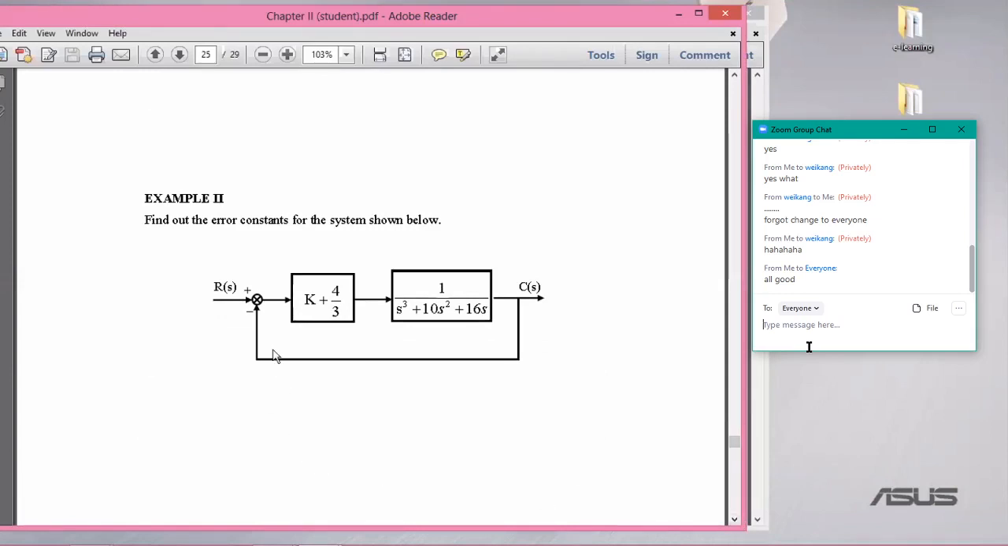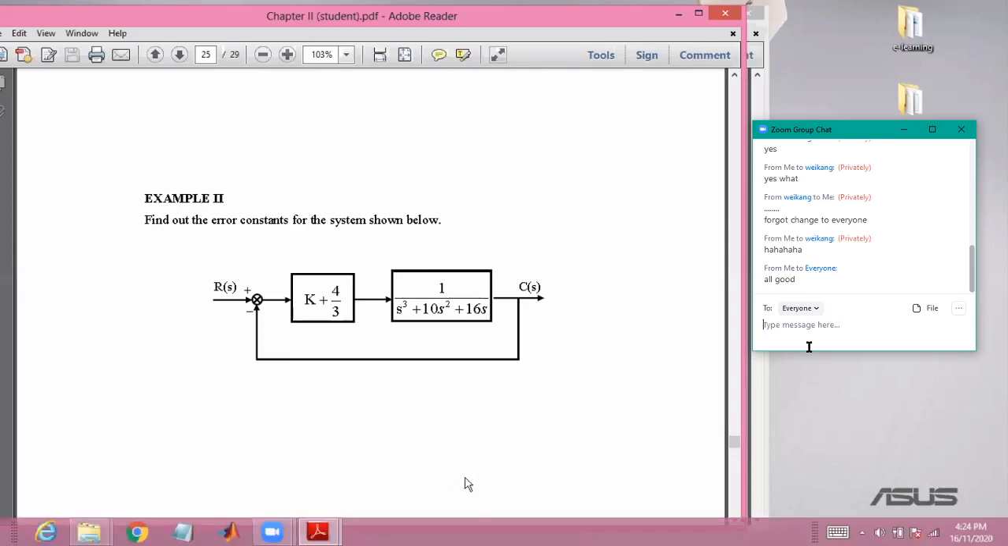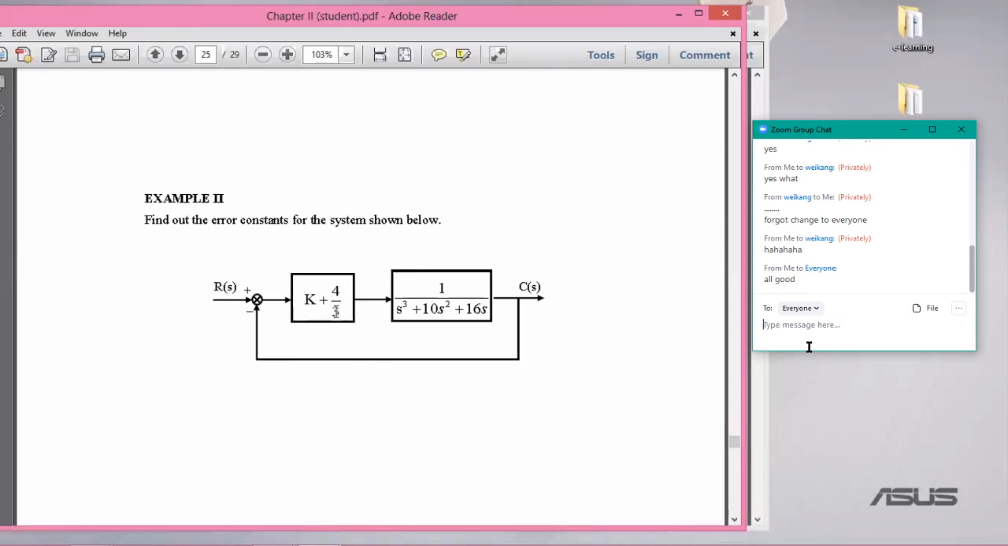Find out the error constant for the system shown below. There is a little mistake present in this example. This is not 4 over 3. It should be 4 over s. This is k plus 4 over s. This is a PI controller, proportional plus integral. So make a correction there. It is not 4 over 3. This is 4 over s.